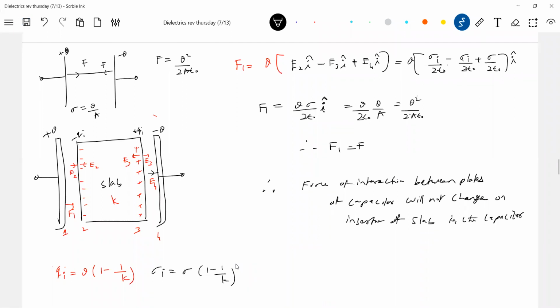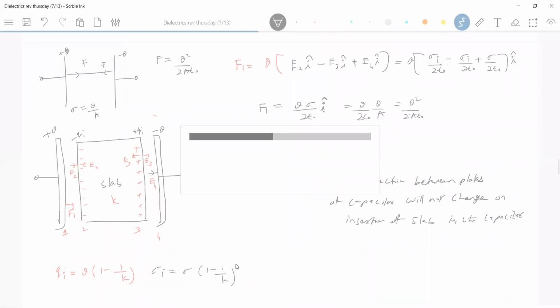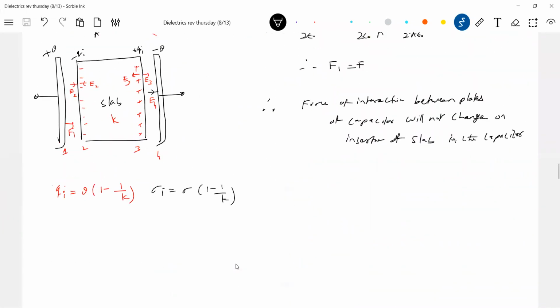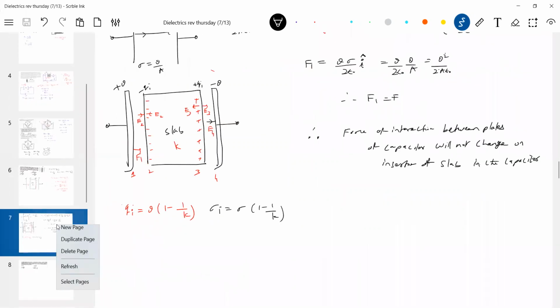This is the conclusion. Okay, now I think something got missed. There was no conclusion for the next part. One more condition is there.